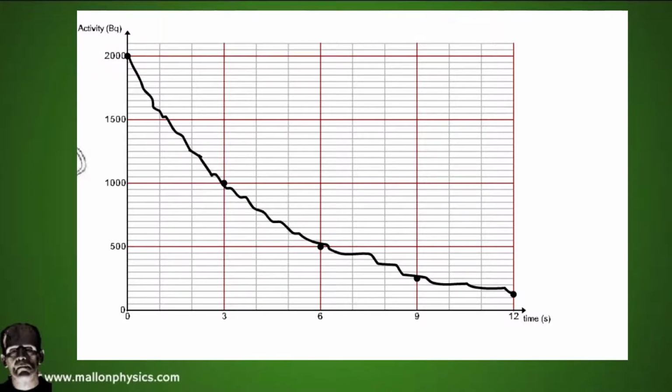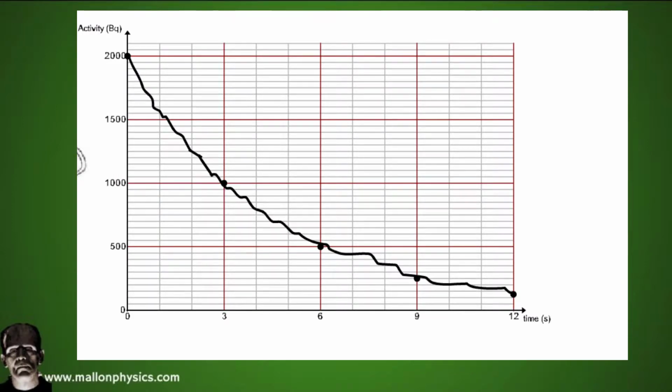Now, half of that is going to be 1000. So we go down to the 1000 mark on the graph, and we go along till we touch the graph, and then we go back down to the time axis. And you can see from the arrows there that the time it takes to go down by 1/2 is 3 seconds. So therefore the half-life time is going to be 3 seconds.